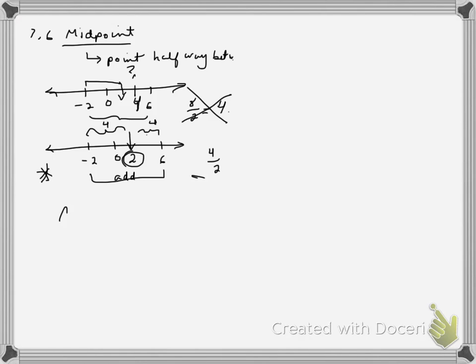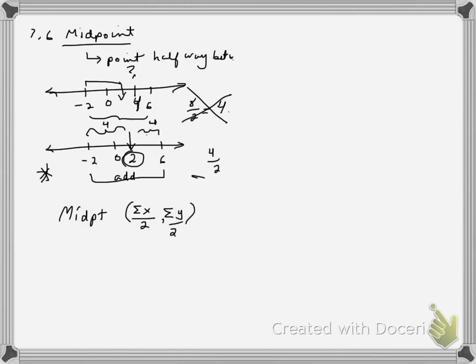So to find the midpoint, a point's going to have 2 values. You're going to add your x's. So how would I write that? I'm going to write the sum of the x's divided by 2 and the sum of the y's divided by 2. So let's do a couple problems.